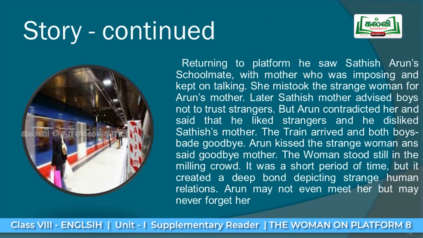It is the care and concern which brought Arun close to this strange woman. So, when Satish's mother advised the boys not to trust strangers, Arun immediately contradicted that statement. He said to her, "No, I always like strangers." Why did he say so? Because now he has developed a new bond with this strange woman. For some reason, he disliked Satish's mother. He knew not why, but somehow he started to dislike Satish's mother. So now the train is arriving. As usual, the train is late, but it arrived and both the boys are very eager to get into the compartment.